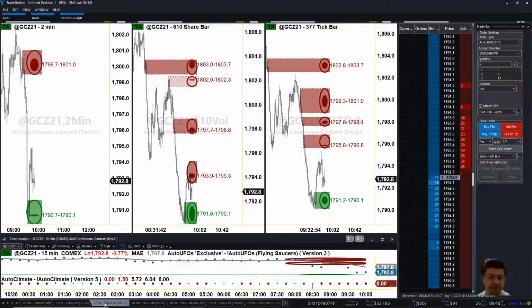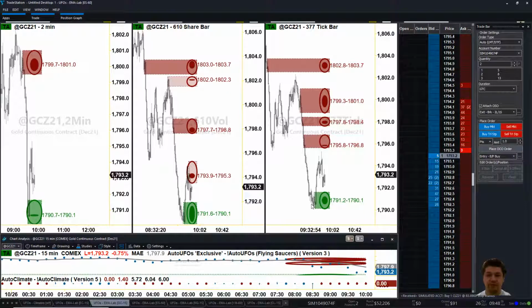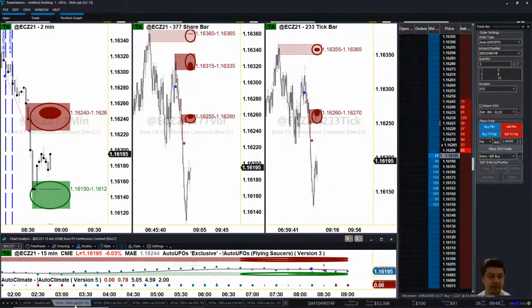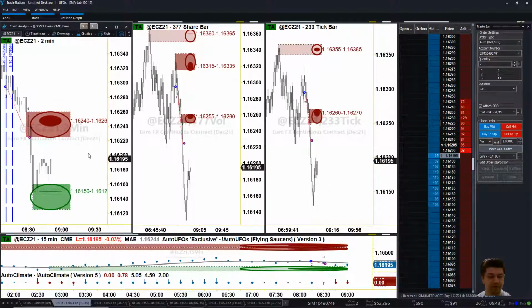Gold not quite getting close to anywhere, and like it made that 1790, right? It's almost like a 10-point move. It's a $1,000 move for gold that it made from the 1800s to the 1790s. We were going to be a part of it, but just didn't get the opportunity.